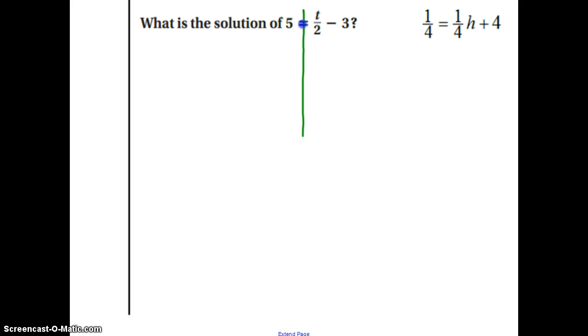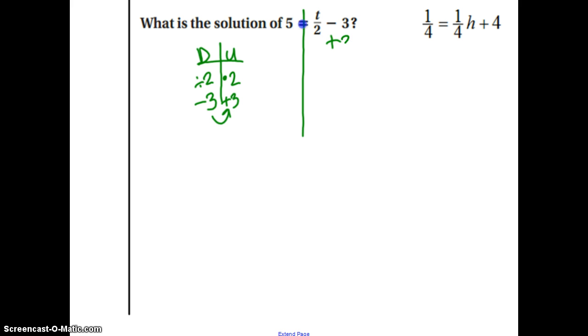So this one, it says 5 equals t over 2 minus 3. Oh gosh, what's that 2 doing? It's dividing. All right, so as I'm doing it, I've got divide by 2 and minus 3. So what do I undo first? Well, I just go back up. So I'm going to undo my 3 and then undo the 2.